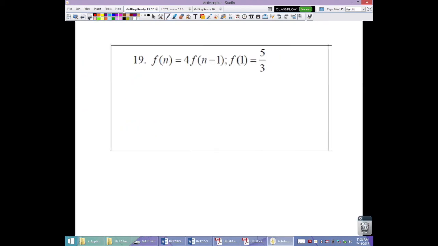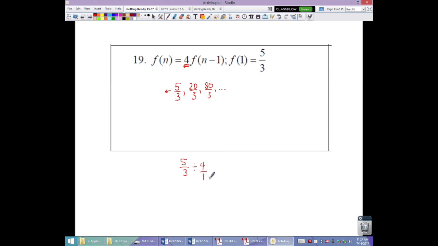Number 19. Once again, we have recursive given to us. So the first value is 5/3. The common ratio is 4. So 5/3 times 4 would be 20/3, times 4 would be 80/3, and so on. We're going to need to go backwards one place to the 0th. So rather than multiplying by 4, we need to do 5/3 divided by 4.